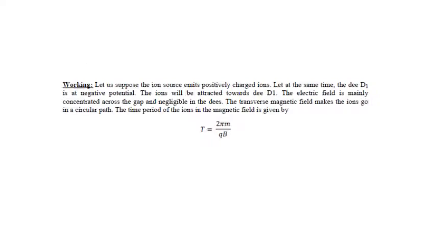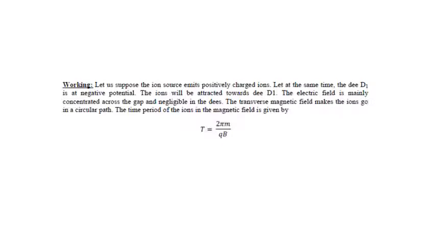We can discuss the working. Suppose the ion source emits positive charge ions and at the same time D1 is negative. The ion will be attracted towards D1. The electric field is mainly concentrated across the gap and is negligible in the Ds. So, as it moves inside the D, no electric field will be observed, but it will deviate from its path due to the transverse magnetic field.